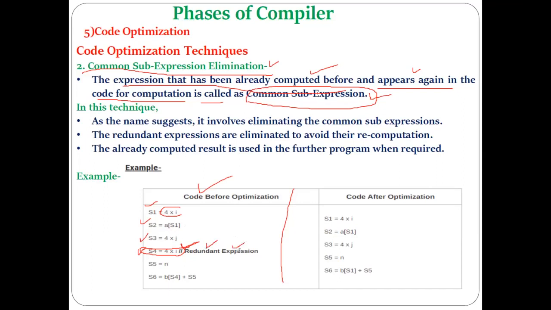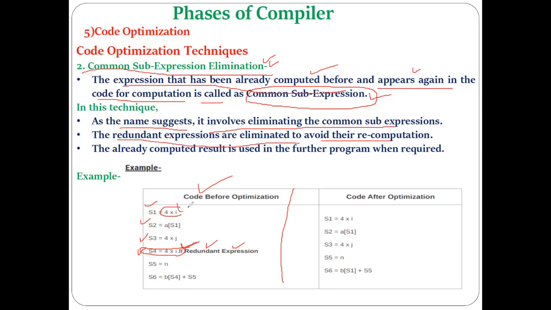So the elimination of such expressions from your intermediate code is called the code optimization technique of common subexpression elimination, and this is the most popular and famous code optimization technique applied by the code optimizer in the compiler. As the name suggests, it involves the elimination of common subexpressions, like here I have shown you. The redundant expressions are eliminated to avoid their recomputation.